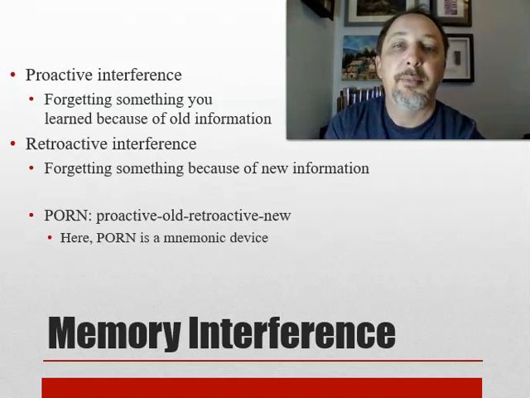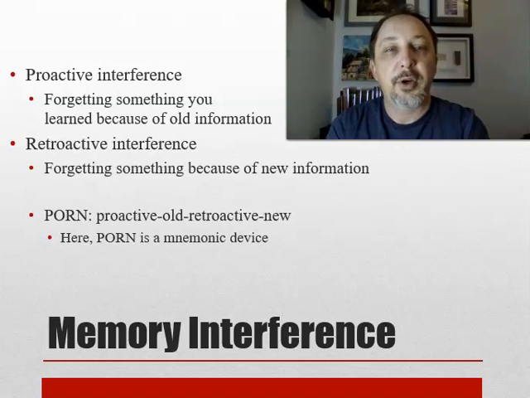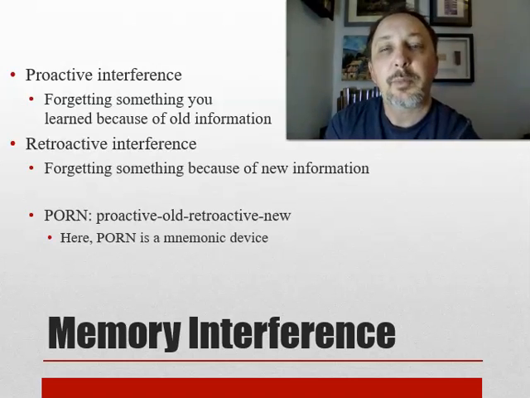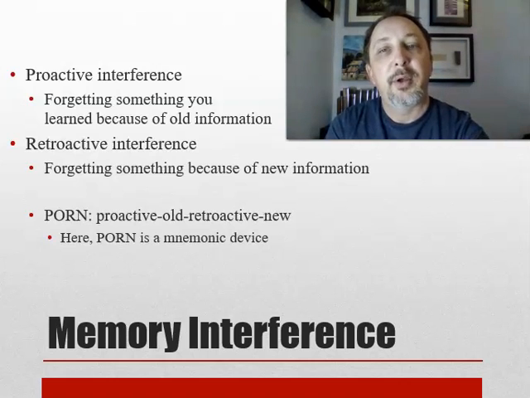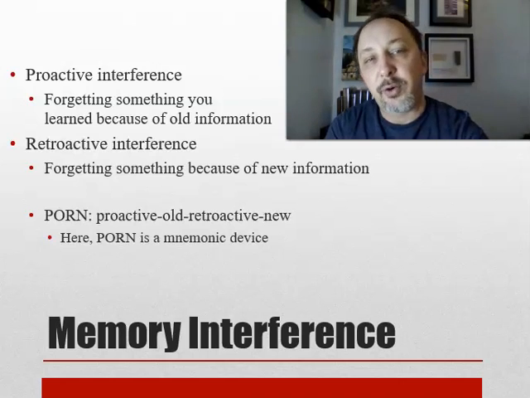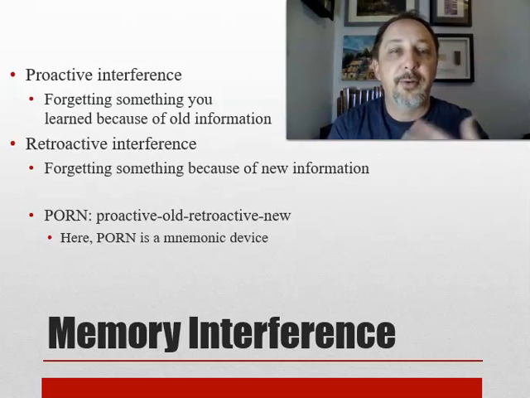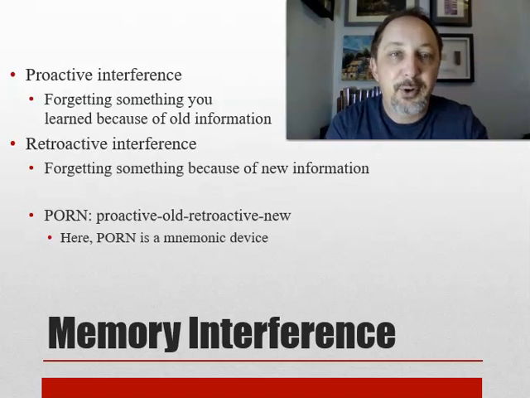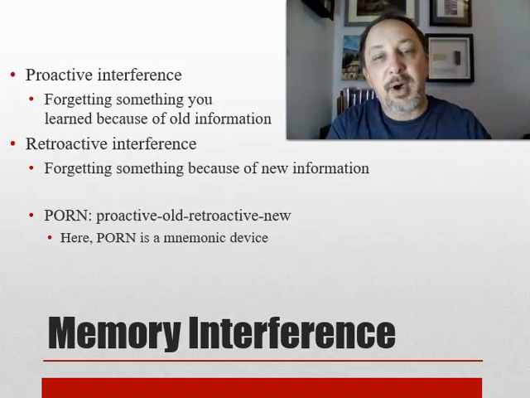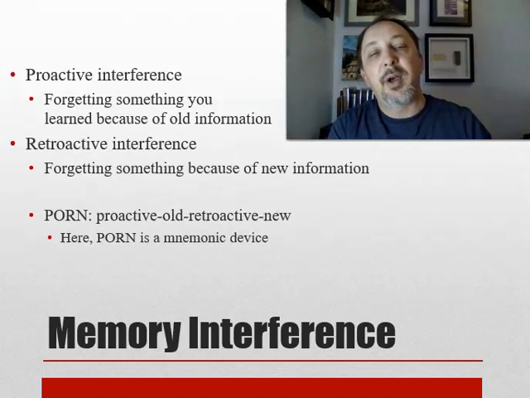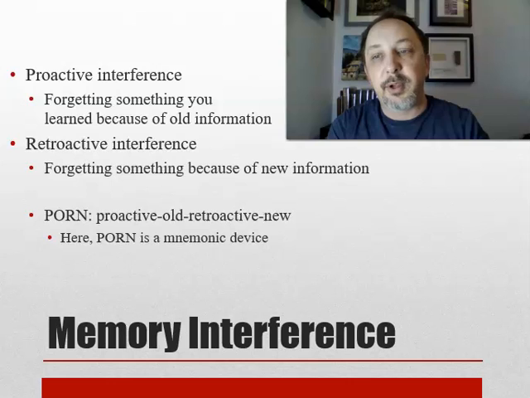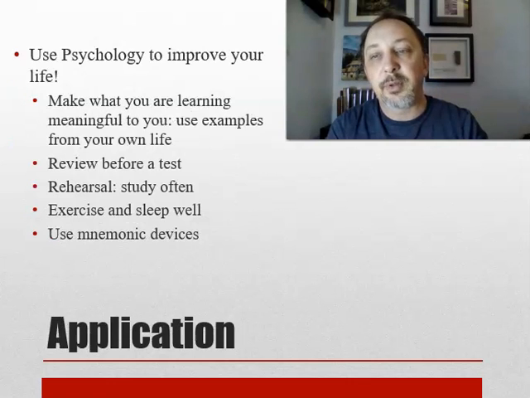Retroactive is caused by new. So something that was in your memory is now interfered with by something you just learned. Retroactive interference is affecting an old memory by new information. So proactive, old; retroactive, new. If you remember that, boom, you're going to get more. Mnemonics are a good way of improving our memory.